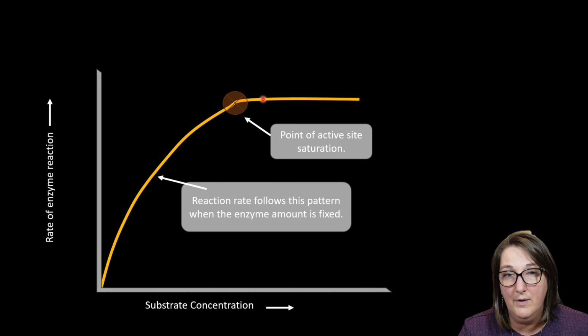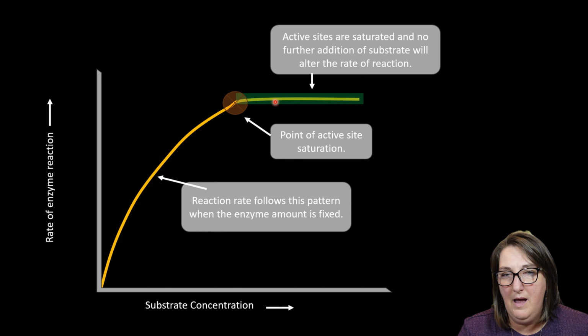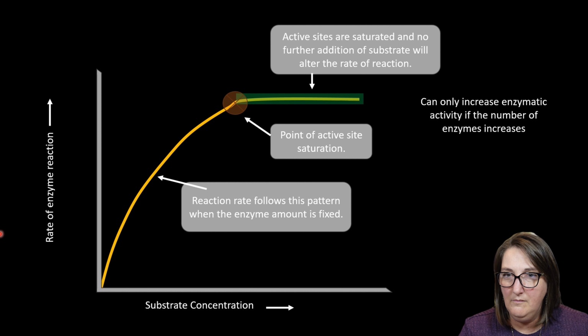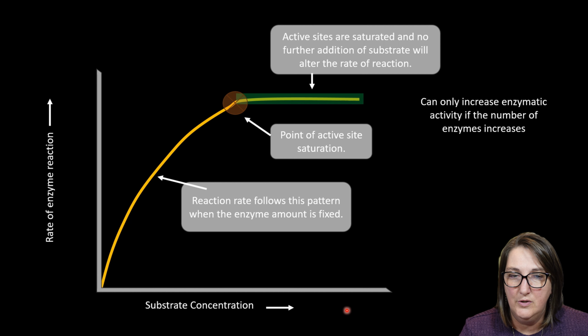I'm still working, I'm still breaking down substrates, but I will never be faster than this point. So this area right here is where I'm saturated. The active sites are saturated. No further substrate is going to increase my reaction rate. I can only increase my enzyme reactions if I increase the number of enzymes. So if I had 100 enzymes and I added 100 more, now I would see an increase because I'll have more enzymes available to metabolize the substrates that are in the solution.